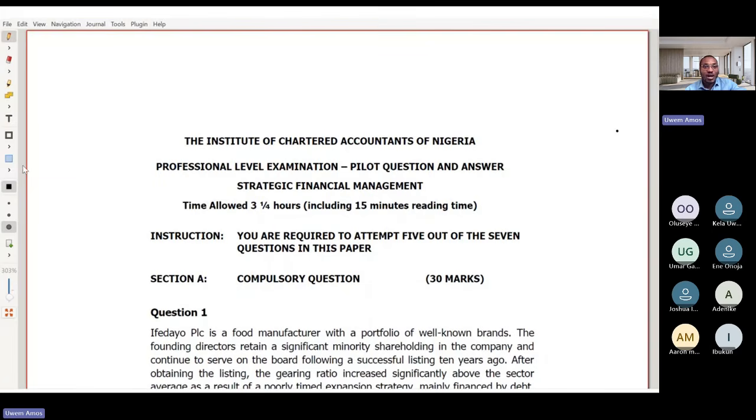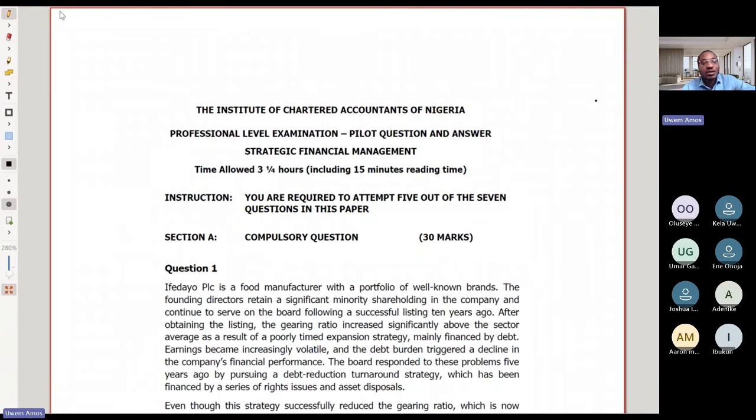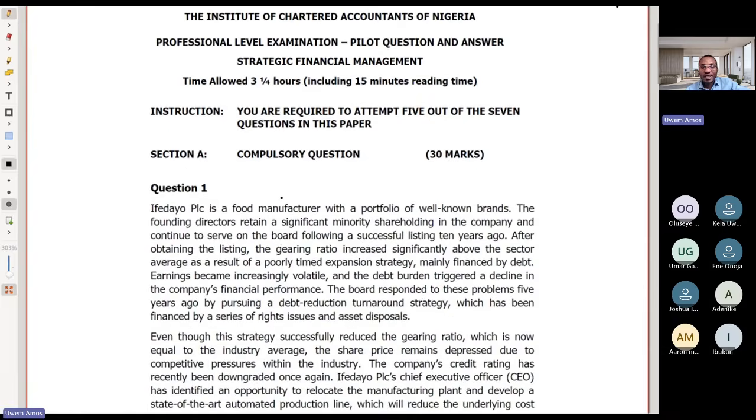So I want to believe that at this point, we would have considered APV as part of our preparation, and maybe we would have looked at one or two questions on it before now. So hopefully this question will consolidate our knowledge on APV. So it is pilot question 1, set 2. So let's get right into it.